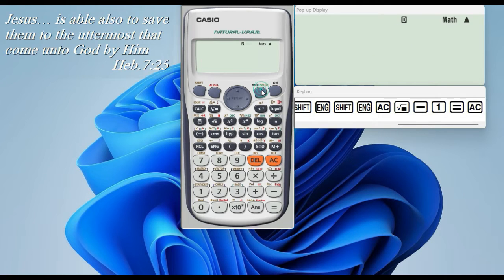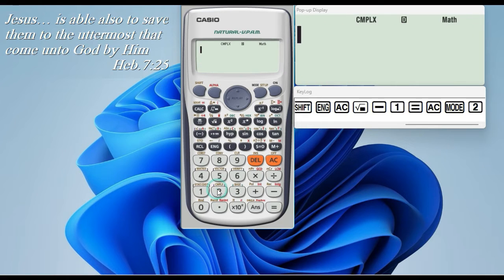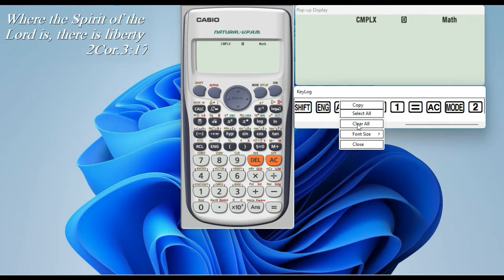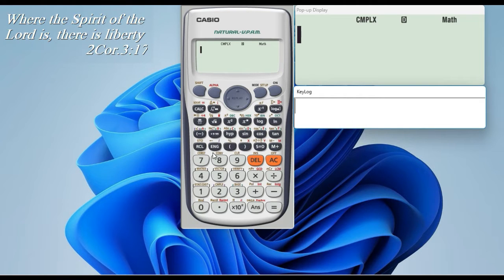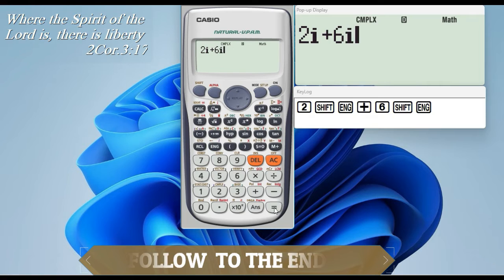So we go to choose the second mode, which is complex, mode 2. We press mode, then you pick 2, which is complex. In this mode, it allows you to put in complex numbers. Example: 2i plus 6i, which is going to be 8i.